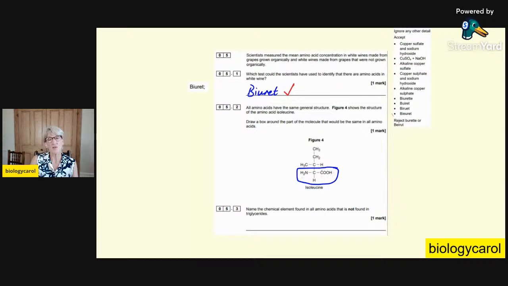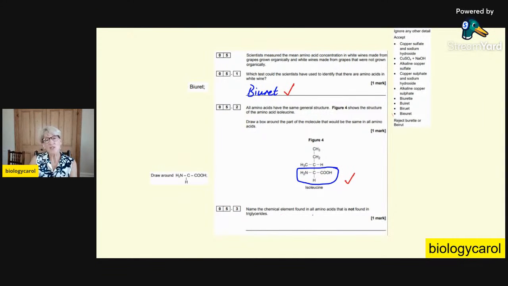Amine group, carboxylic acid group, hydrogen around a central carbon, and it's then whatever is off that fourth bond of the central carbon, which will be the R group. That's the bit we're excluding. So we've got that and we've got the mark.